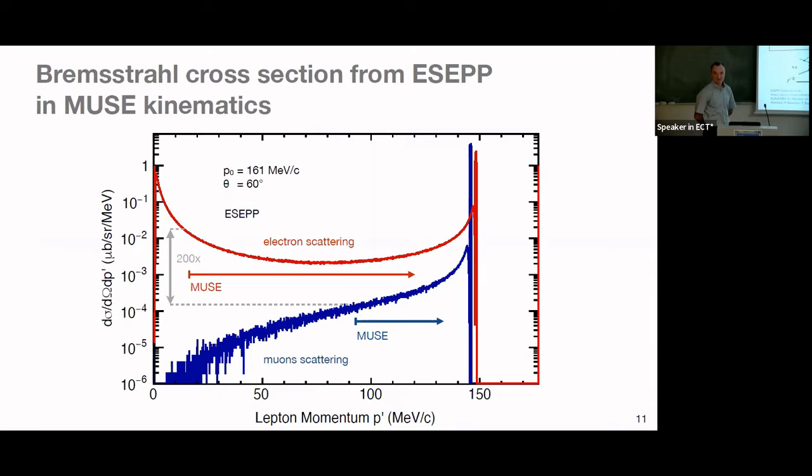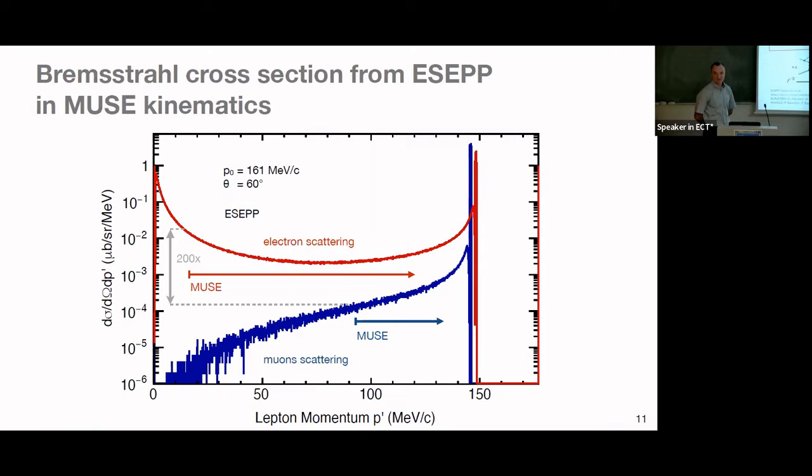And then we do see in red the radiative tail. You see that also for the muons, but for the muons, it keeps dropping over many orders of magnitude. For the electrons, it keeps dropping for a while, and then it starts rising again, before in the end, at 0 lepton momentum, in both cases, the cross-section drops down to 0.